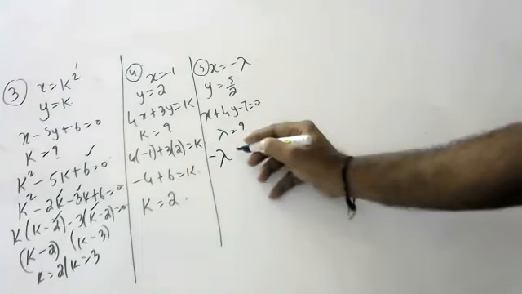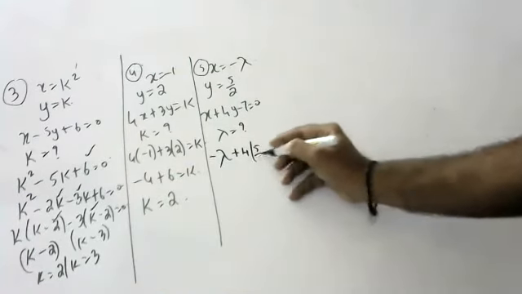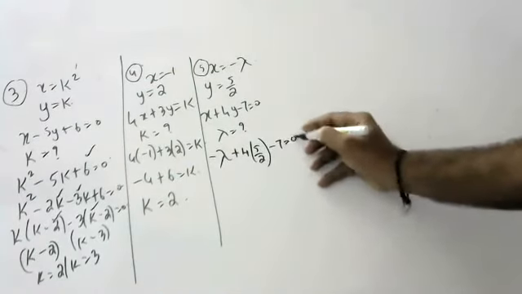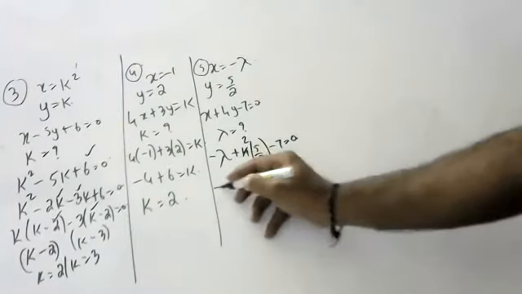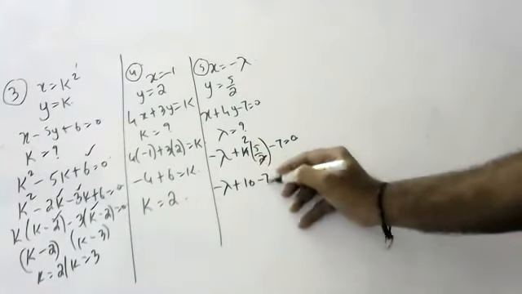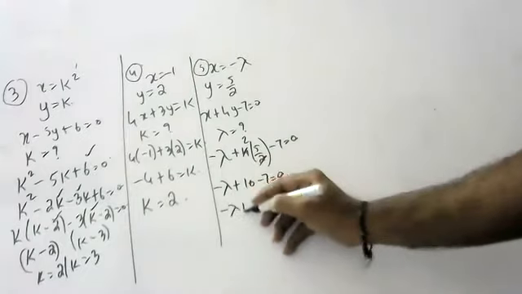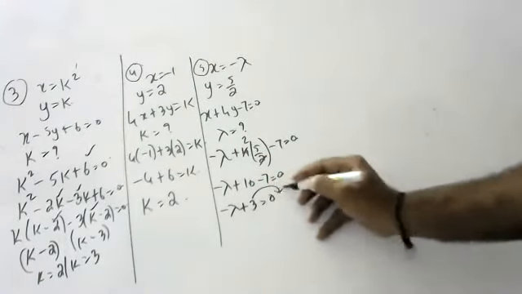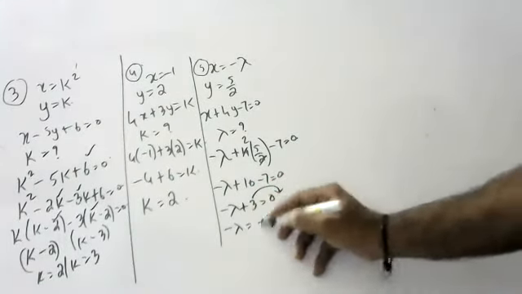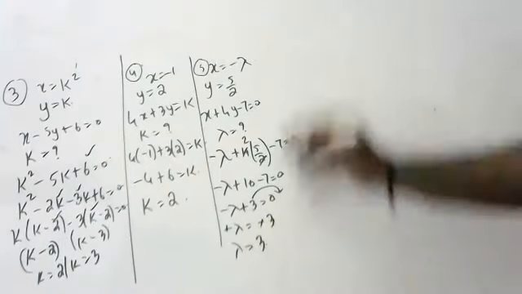Minus lambda plus 4 into 5 by 2 minus 7 is equal to 0. Minus lambda plus 10 minus 7 is equal to 0. Minus lambda plus 3 is equal to 0. Minus lambda is equal to minus 3. Lambda is equal to 3.